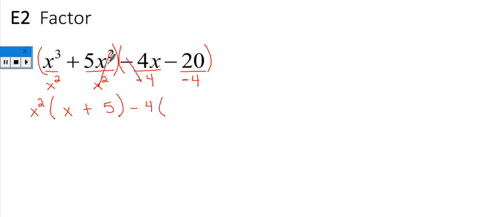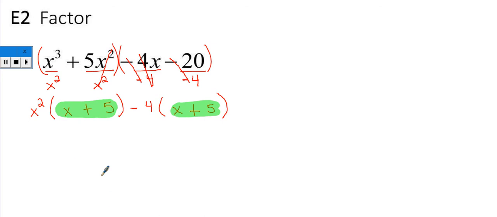That's going to leave me negatives canceling, 4 canceling. The only thing that would be left is x. The negatives cancel here. That'll make this a plus. And 20 divided by 4 would be 5. Notice, again, the whole point of this is to get these two things to match, which we do.